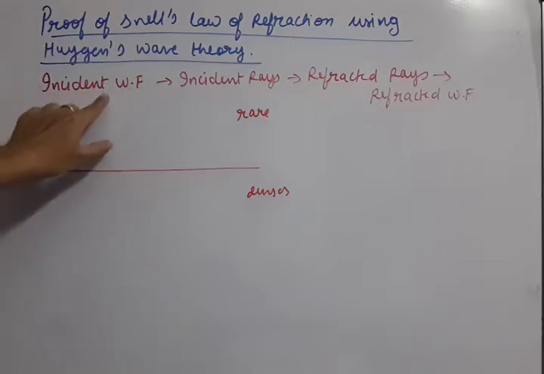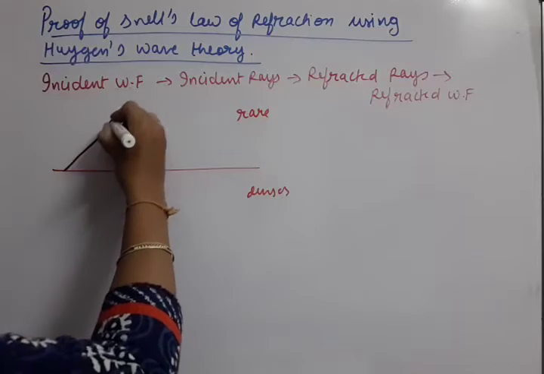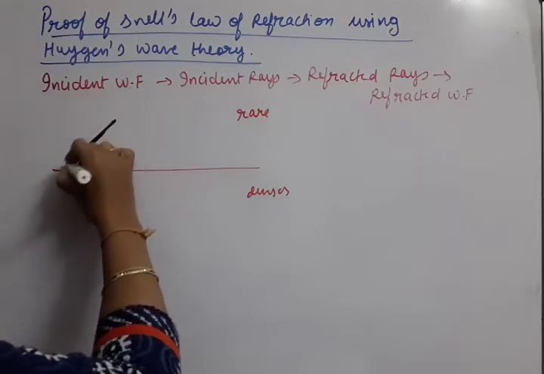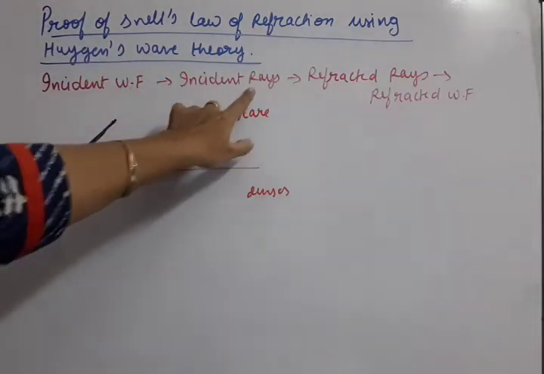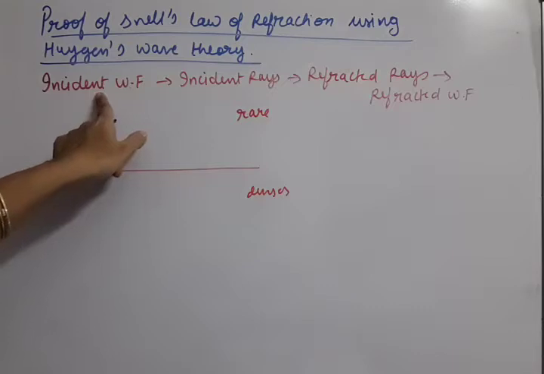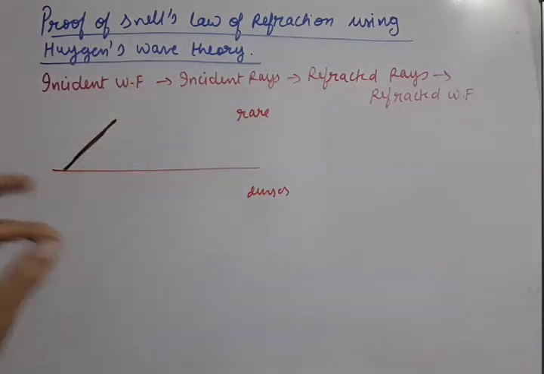So initially we will take a plane wavefront incident on this separation line. So this is our plane wavefront, which is incident on the separation line of two mediums. Now the next step is that whenever we make a wavefront incident, we always draw rays with the help of the incident wavefront. The relation between rays and wavefront is that they are at 90 degrees.